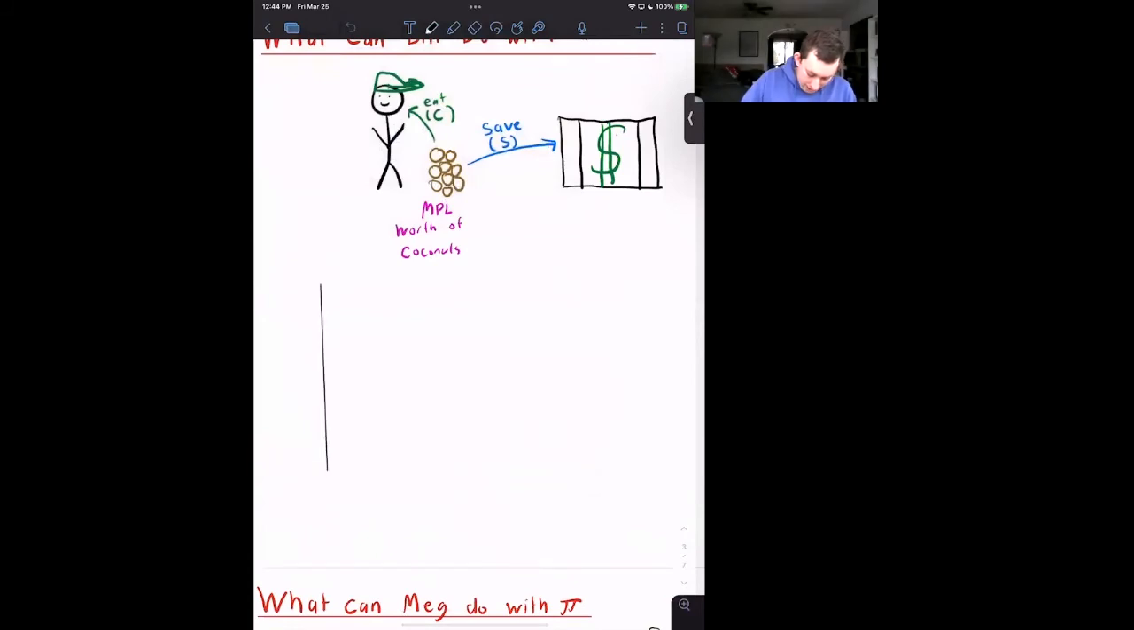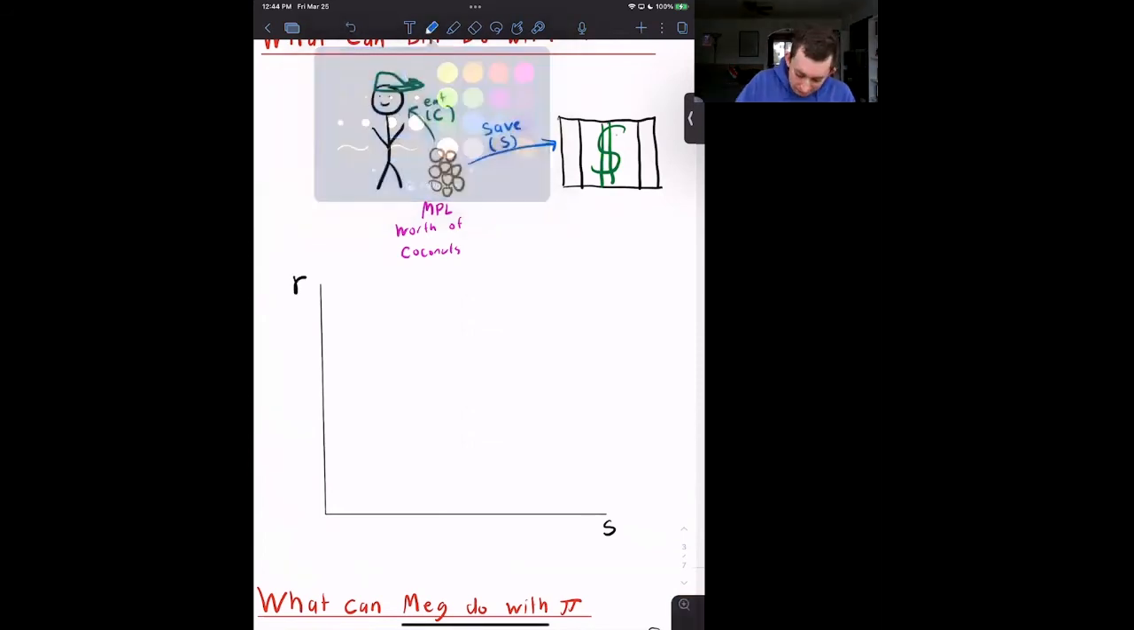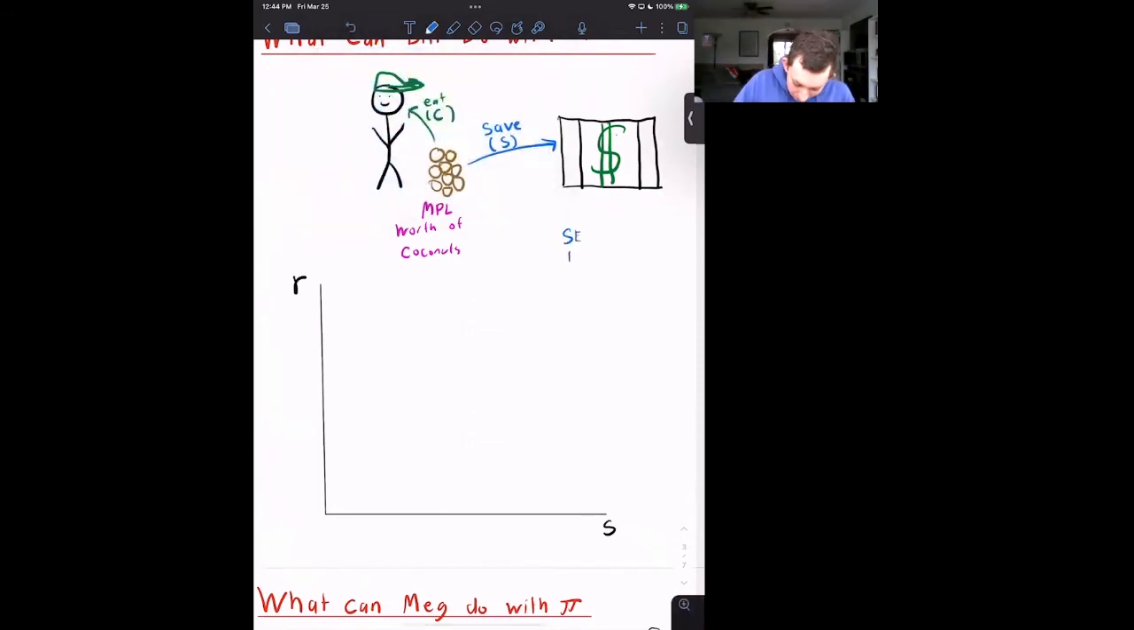So let's go ahead and draw a nice little graph. We'll put savings on this axis, how much coconuts he wants to put in the bank, and we will put the real interest rate right here. Now, if you remember in the labor market, we talked about the substitution effect versus the income effect. The same situation is going to be happening here, where the substitution effect would say that if the interest rate goes up, Bill wants to put more money into the bank because now it's worth more for each coconut he puts into the bank and doesn't eat.